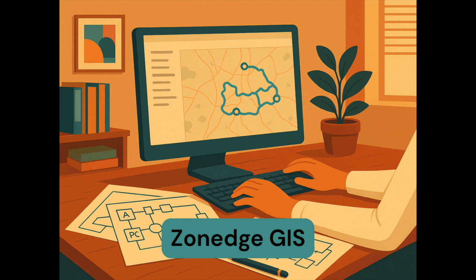Today, we're diving into a tool that's built to tame the beast, that incredibly complex, tangled web of a modern fiber optic network. It's called Zonedge GIS, and it's all about turning that potential chaos into a smart, streamlined system. Let's see what it's all about.